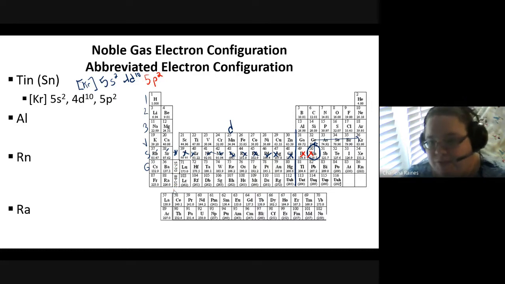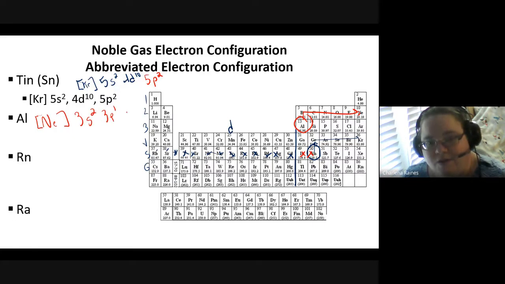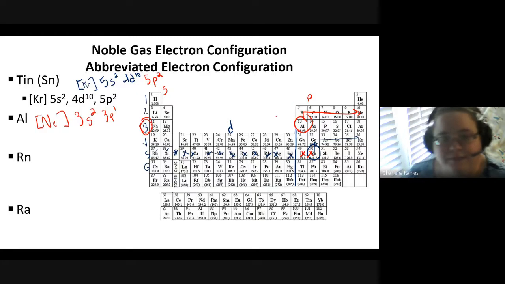So aluminum, let's find the noble gas before aluminum. I go up and down to the Ne. So I would write neon in brackets, and then I have to fill in everything else that comes in after neon. So for aluminum, that would be 3s2, 3p1. Remember, I'm getting that from the period and the part of the table that we are in.